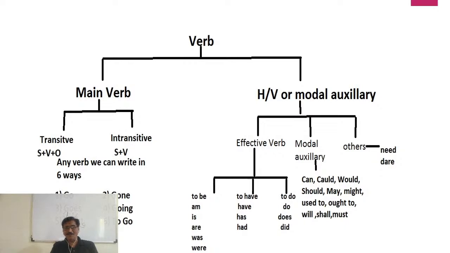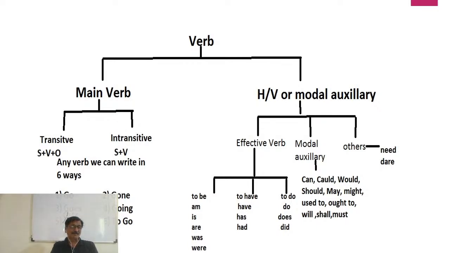So there are a total of 11. One by one I am telling you. Can, could, would, should, may, might, used to, ought to, will, shall, and must. These are the total 11. In them, the meanings are also somewhat different. Can shows the ability. May is used to give or ask permission.